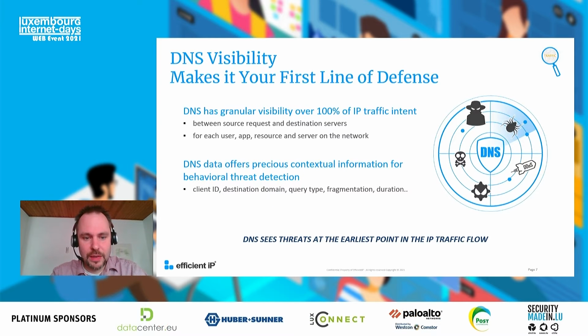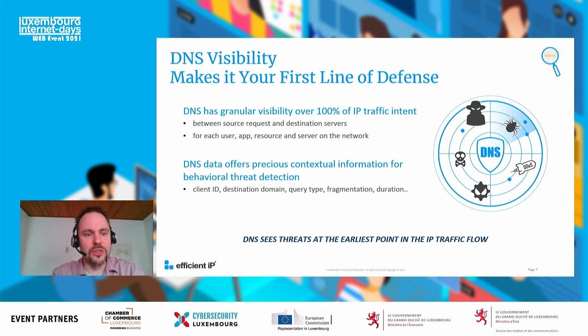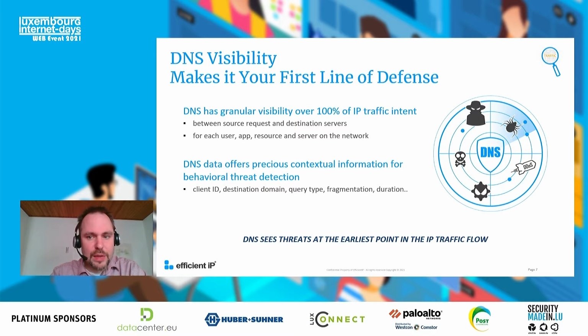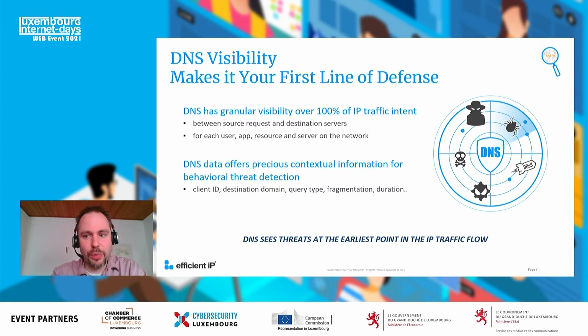Next slide. So because everything goes through DNS, you can use it as a first line of defense for protecting your network. Because virtually all network connections are initiated using DNS, and therefore DNS has visibility over most IP traffic before it even starts. It therefore provides you valuable information, including client ID, which allows behavioral threat detection. So even if not primarily seen like that, DNS can also be an important component of network security. And because it sees threats at the earliest point in the traffic flow, it should really be used as your first line of defense. Next slide.